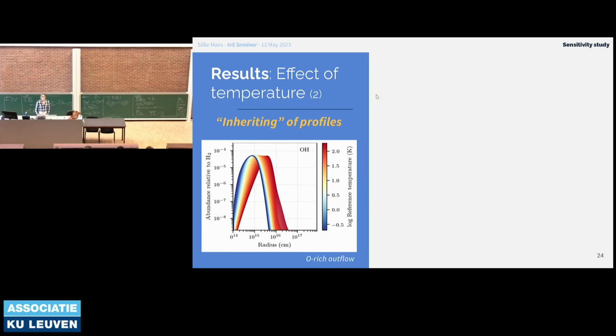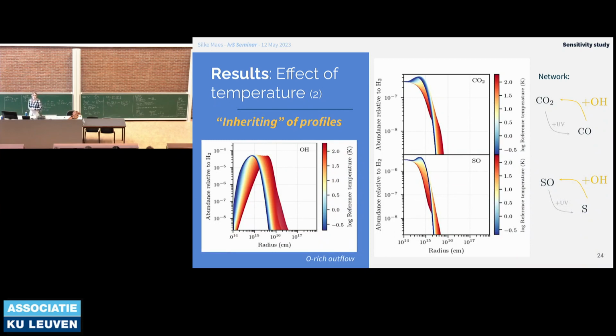Now, OH is a very important reactant species in oxygen-rich chemistry. And as we look at some of the parent species of oxygen-rich outflows, we see, for example, that CO2 and SO also have a temperature dependence in their abundance profile, but not because the specific reactions that happen are dependent on temperature. What happens is, for example, CO2 photodissociates into CO, but if we add OH to CO, we can again reform CO2. But now because OH has this temperature-dependent abundance profile, CO2 will also become dependent on temperature, and that's what you see here.